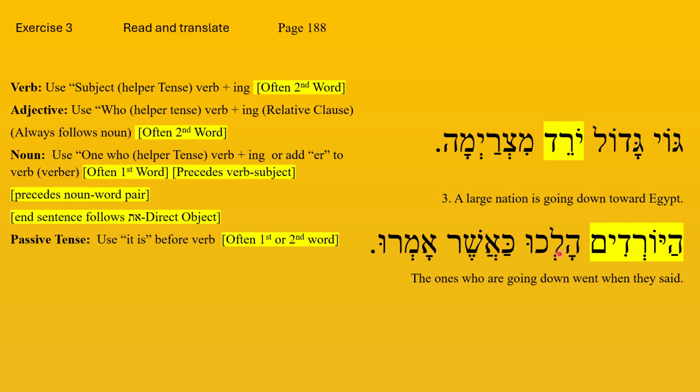And here's the verb of the sentence. They went, past tense, the ones who are going down. So you could say the ones who were going down, I suppose. But the ones who are going down, these translations come from the book. But the ones who are going down went ka'asher, when they said. Okay.